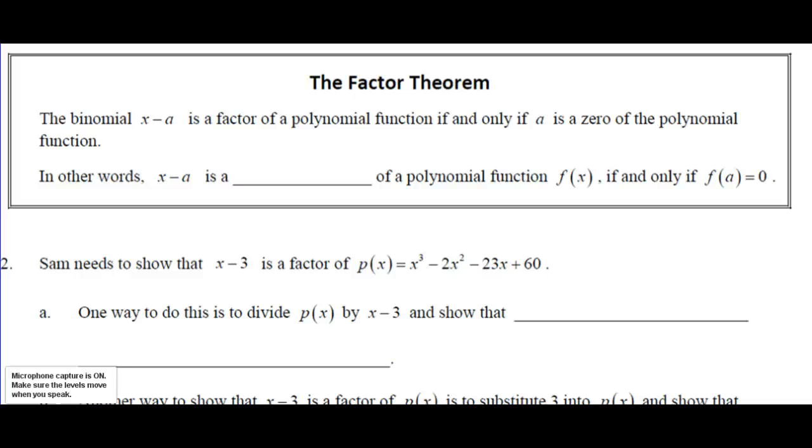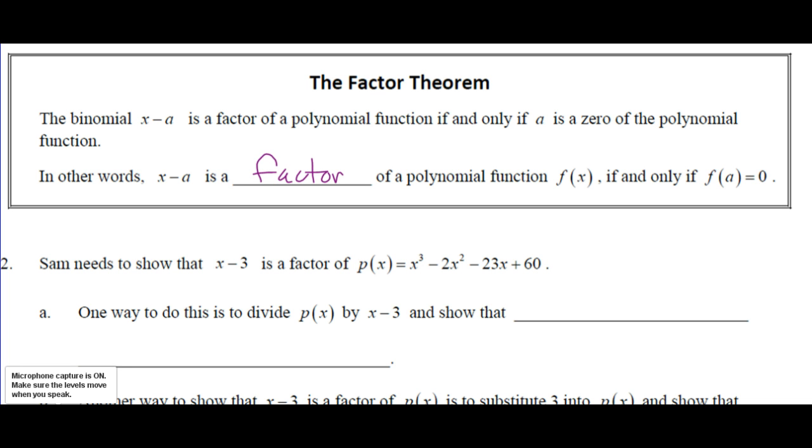And the way to do the biconditional is by saying if and only if, which means you just read it both ways, right? You put one statement first, followed by the other, then you reverse them. So the binomial x minus A is a factor of a polynomial function if and only if A is a 0 of the polynomial function. In other words, x minus A is a blank of a polynomial function f of x, if and only if, so what goes in the blank? It's a factor.